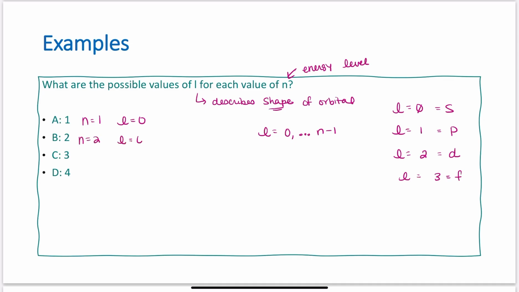If N equals 2, I could have an L value of 0 or an L value of 1. So again, what this means is that I have 2 s electrons and I have 6 p electrons. In total, I can have 2 electrons in every s orbital. I can have 6 electrons in every p, 10 electrons in every d, and 14 electrons in every f.